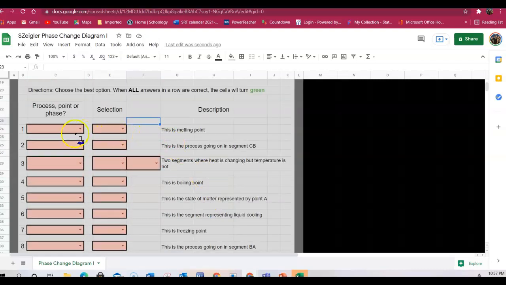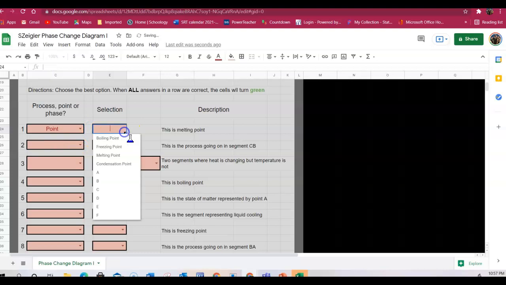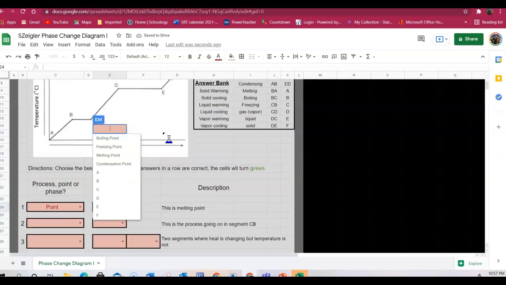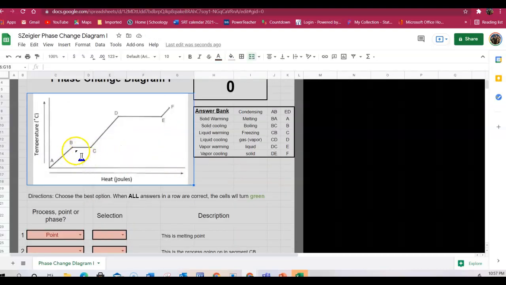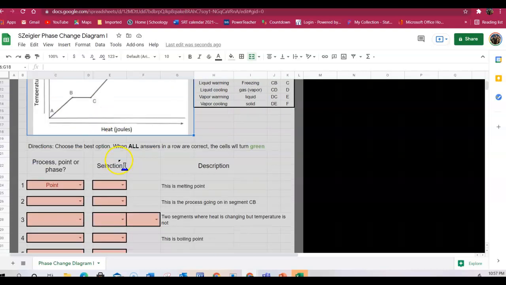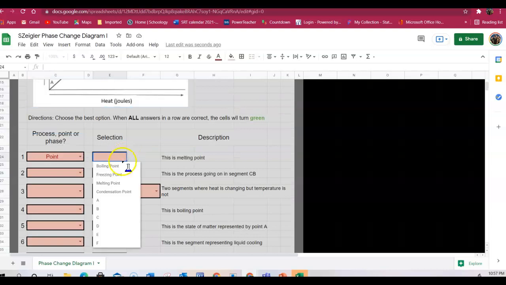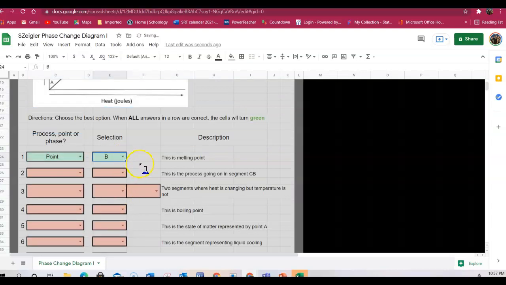So I'm going to go ahead and we'll do the first one. It says this is the melting point. Well, that's a point. Okay, so again, these are all my choices. Looking at my graph, I can see that this is where we start to have our phase change. This is the beginning of when it goes from our solid to a liquid. So therefore, that point, which is the melting point, is going to be B.